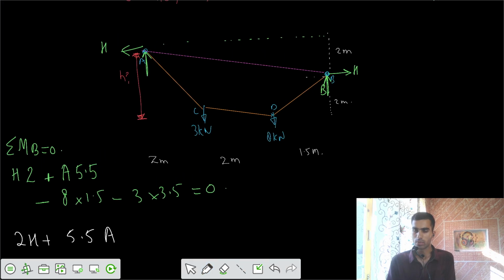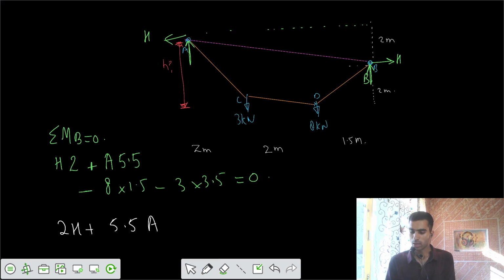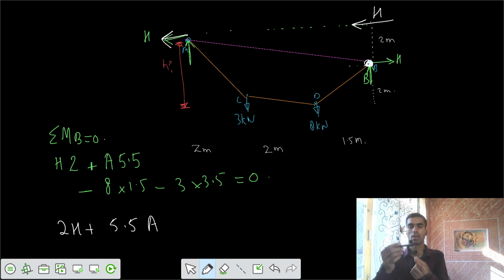What is the thing here? Can you tell me what is the moment of H about the point B, clockwise or anti-clockwise? Your point B is here, and your load is acting here at some eccentricity. Let's say the line of action of H is here. If I see this point with respect to this point, it has eccentricity in this way, this is your 2 meter, and the load is in this way. So it's trying to have an anti-clockwise rotation about the point B.